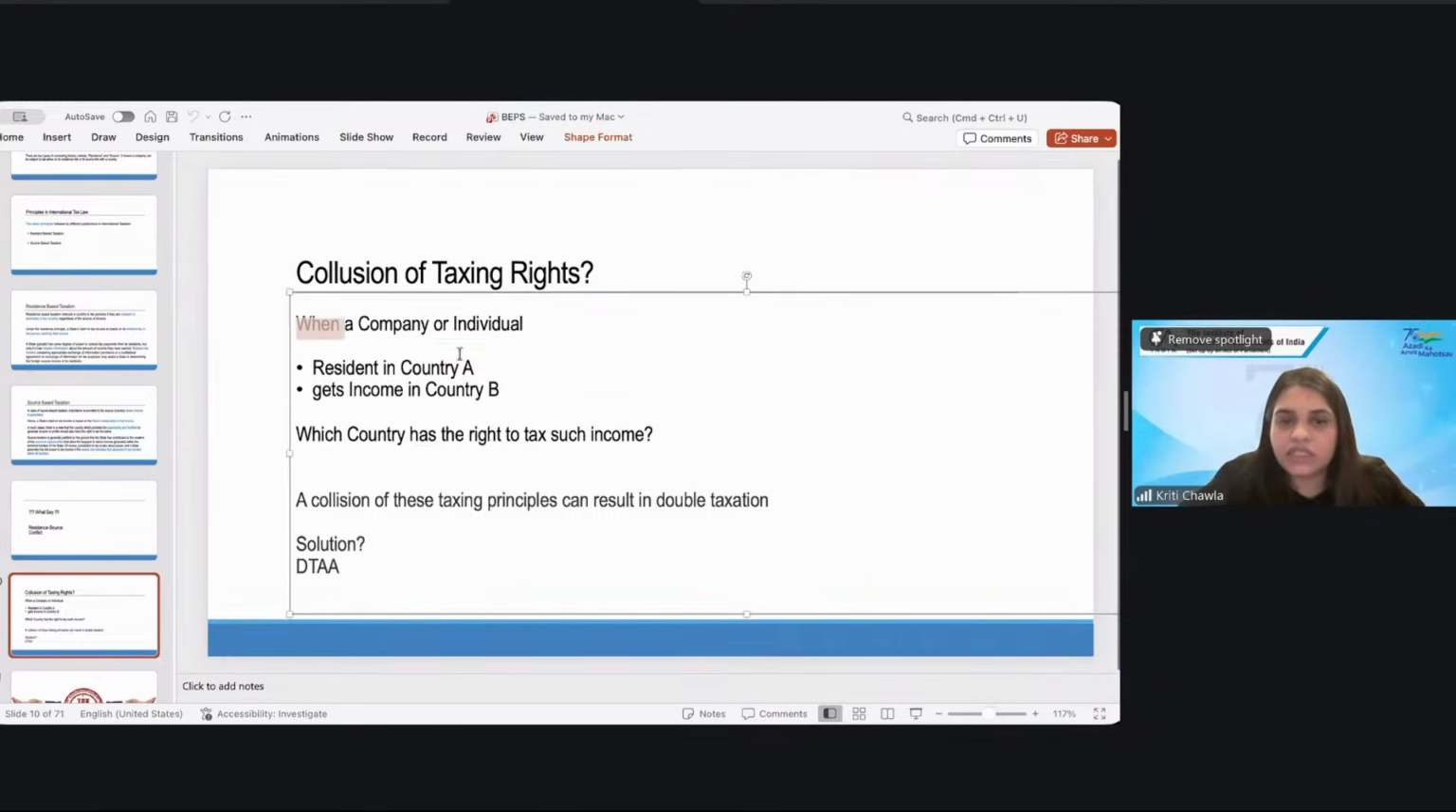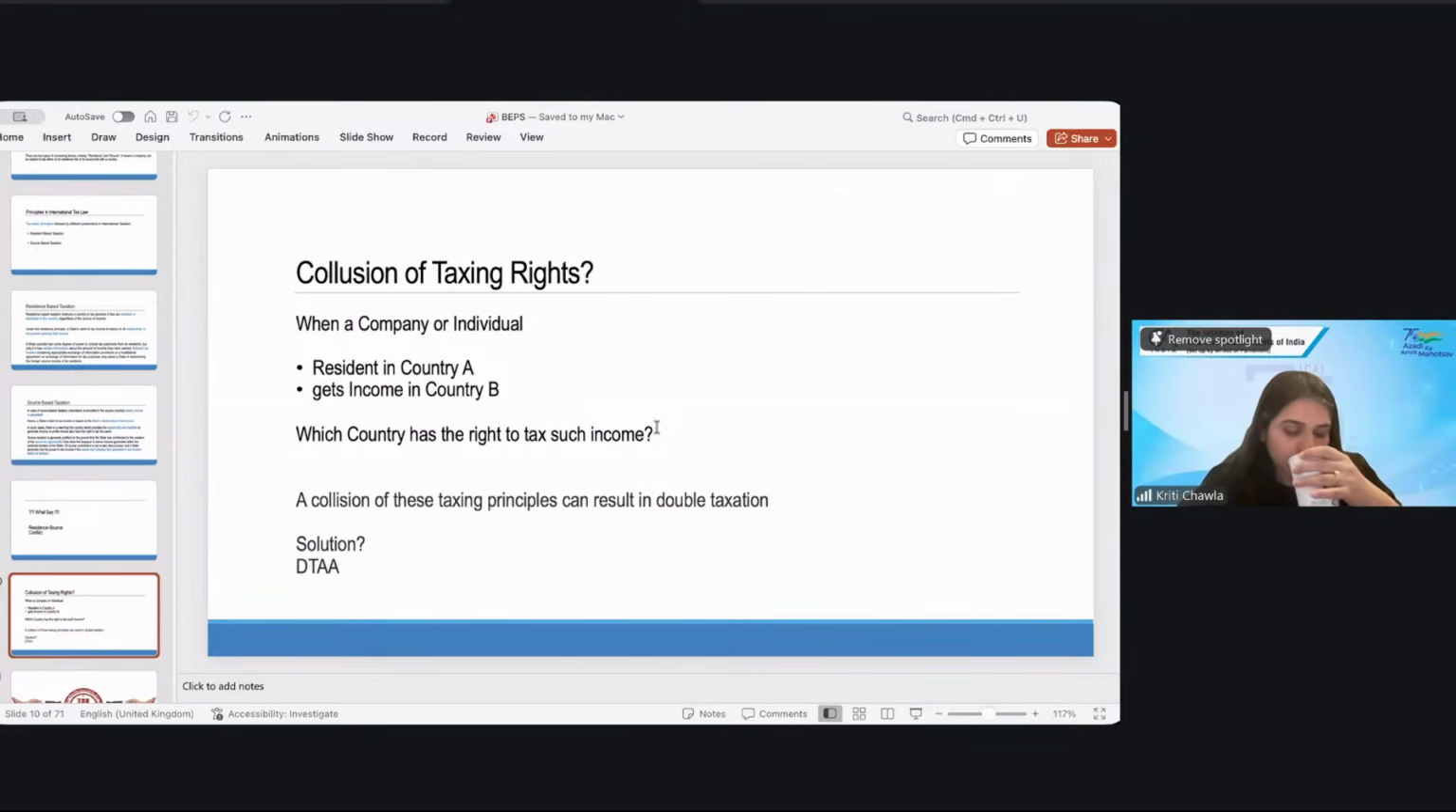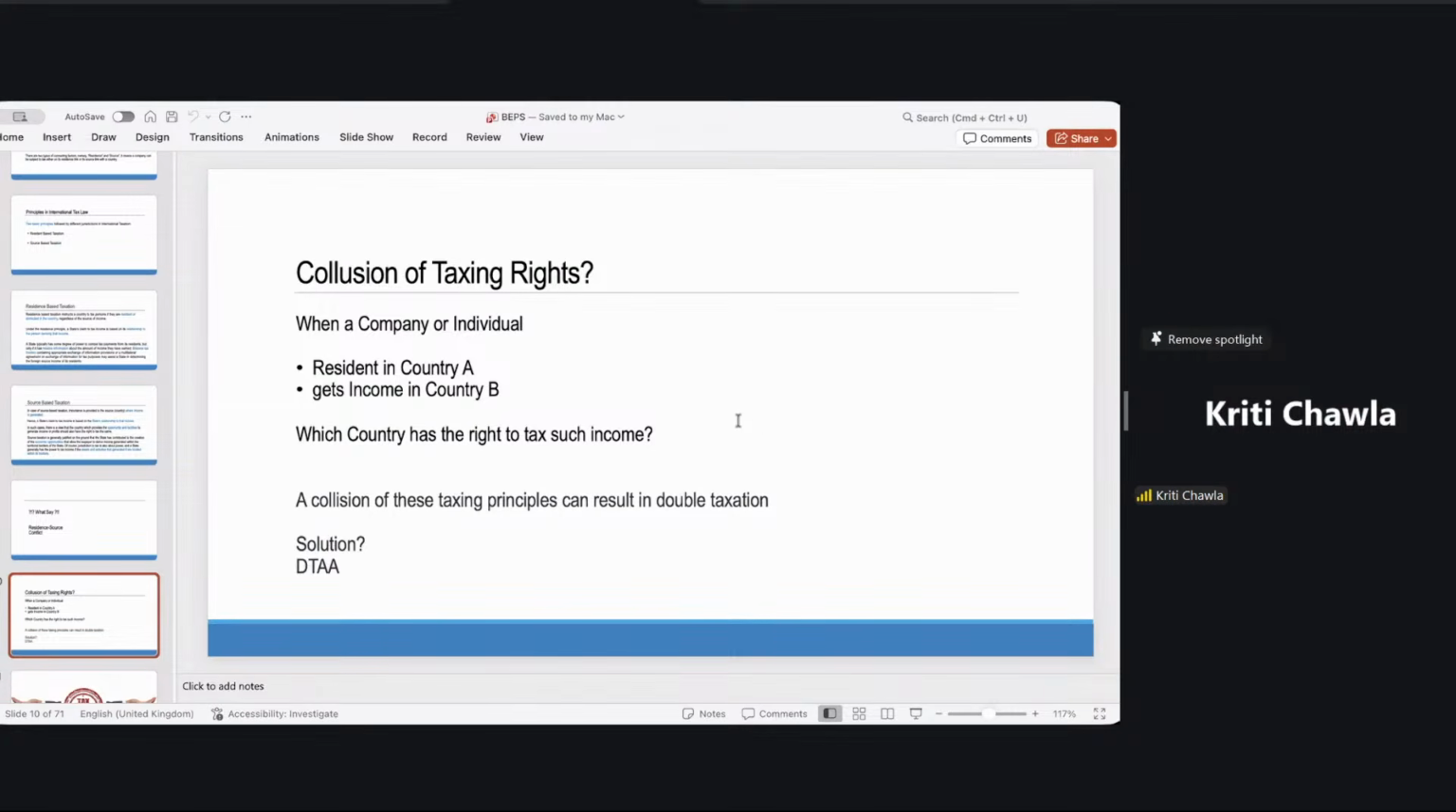So I'm going to talk about one small example right here. Let's take a minute and read through this particular question. The question is, what happens if there is a company or an individual which is, let's say, resident in country A, but they're getting their source of income from country B? Now, the question is, which country gets the right to tax such income? Is it going to be country A or is it going to be country B?